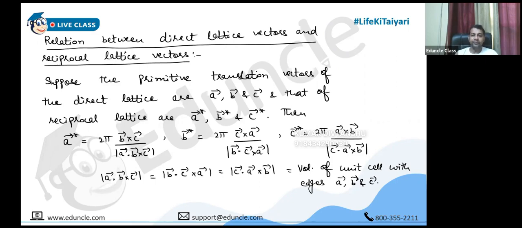Clear? So these are the formulae you need to remember in order to get the reciprocal lattice vectors from the direct lattice vectors. And now let us check what about the reciprocal lattice vectors of simple cubic, body centered cubic, and face centered cubic crystals. Noted?